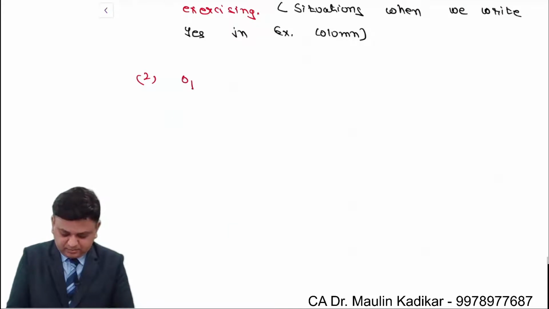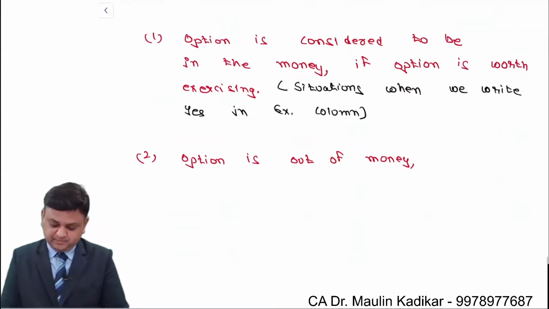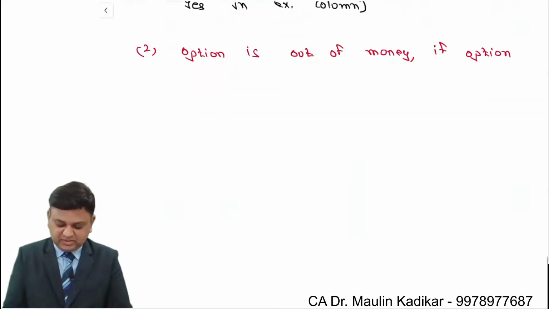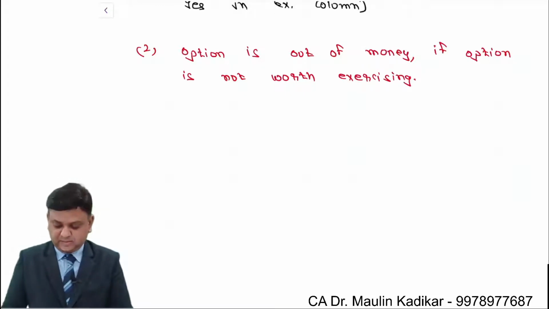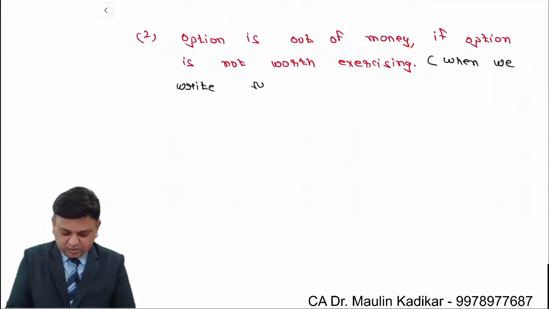Second, option is out of money, comma, if option is not worth exercising. Full stop. In bracket write down when we write no in exercisation column.